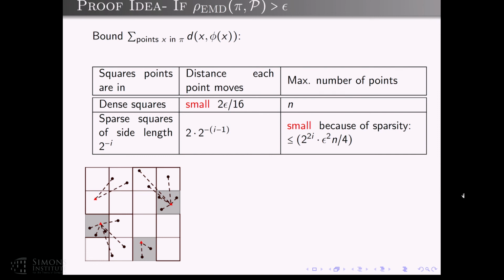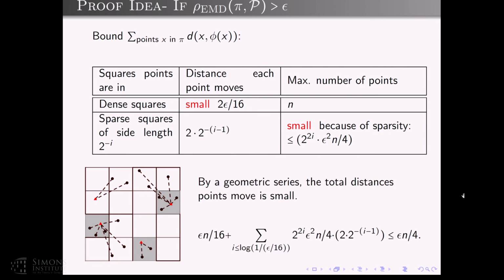So the total distance we move is obtained by adding up all these two cases together. It's some geometric series, and after you do this, you can see the computation comes out easily. The total distance we move is at most epsilon n over 4. So this kind of proves the proof idea to show that the original permutation is close to a blow up of the sample permutation.